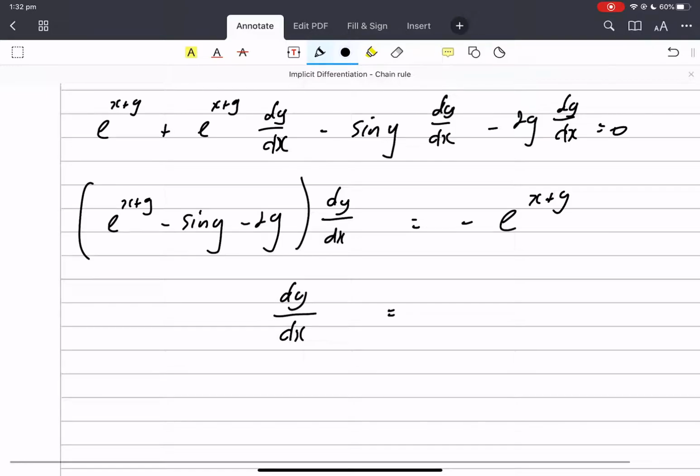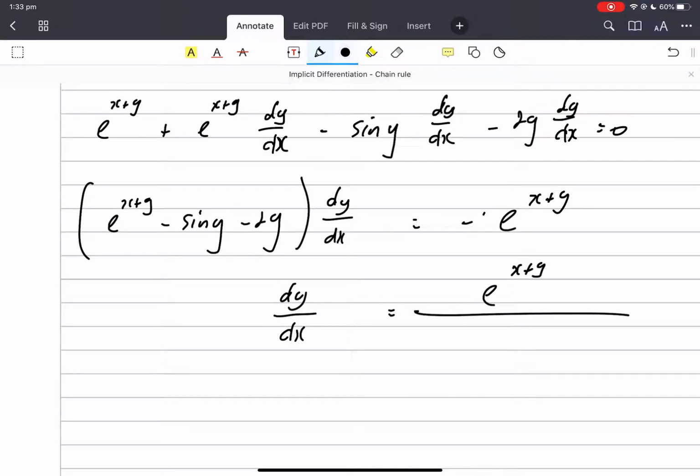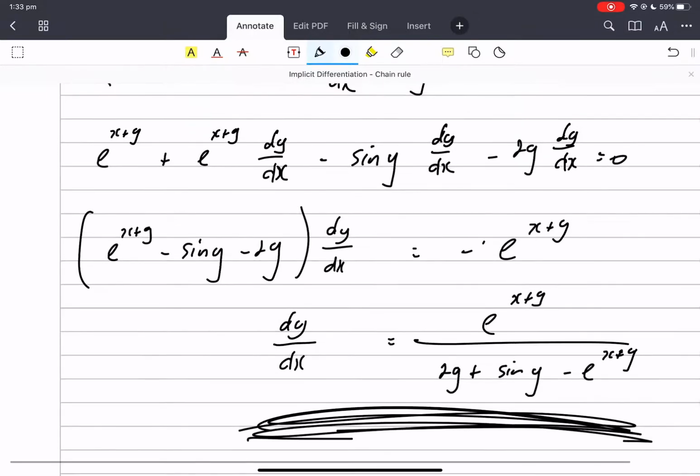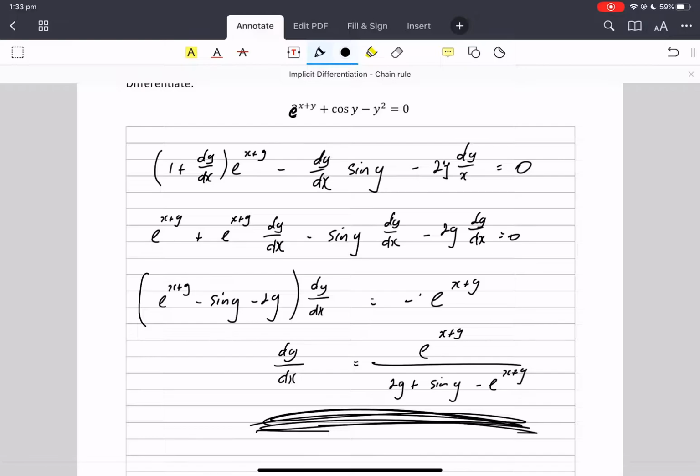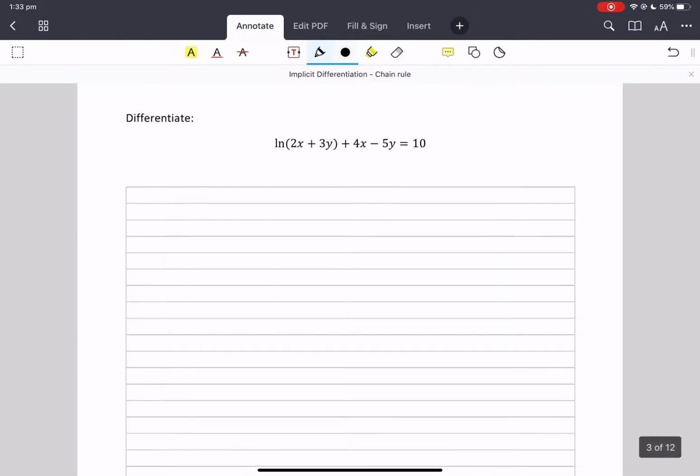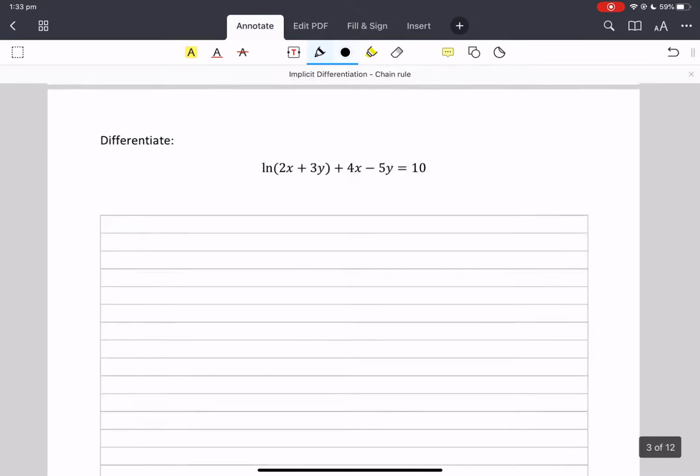I don't really want that negative there, so I'm going to make that a positive. And then when I bring this bracket over, I'm going to swap all the signs. So let's just go 2y plus sine y minus e to the x plus y. There you go. Not huge, a couple of lines and it pops out. Is there another one? Oh my gosh, there's one more, sorry. Longish video.